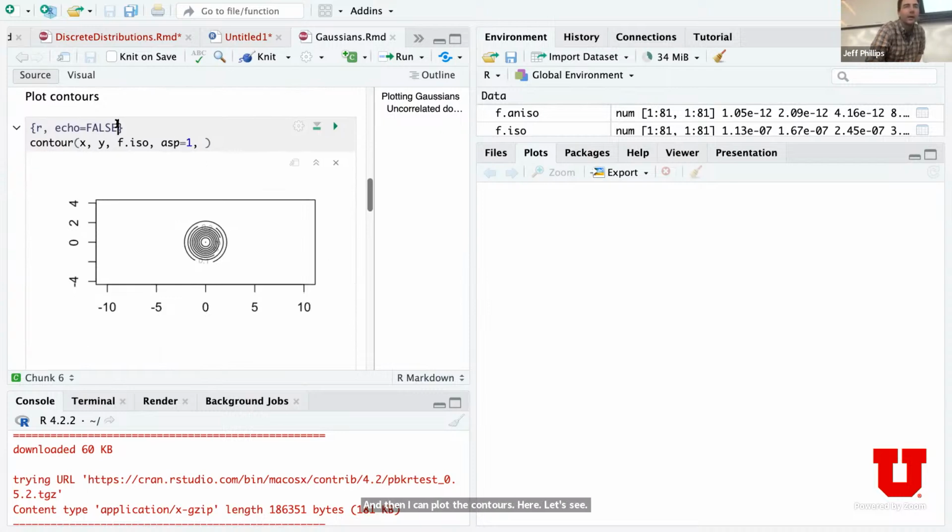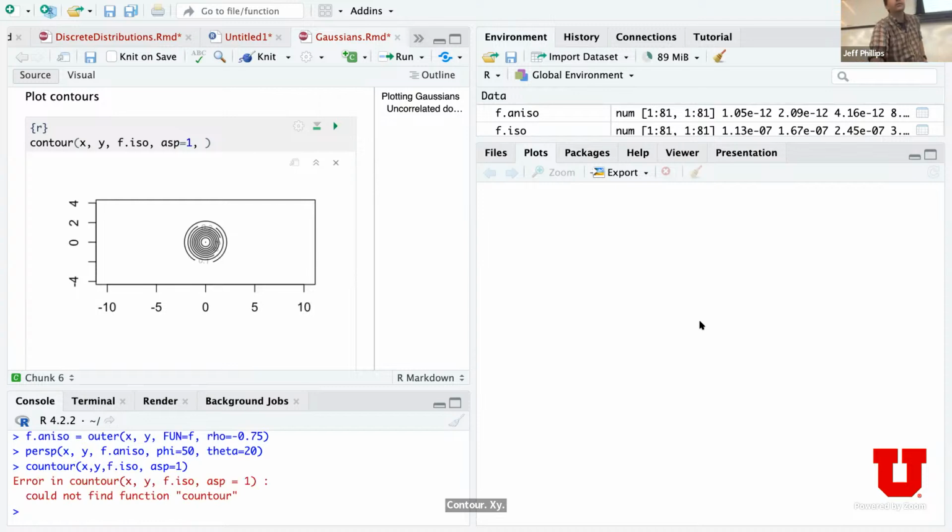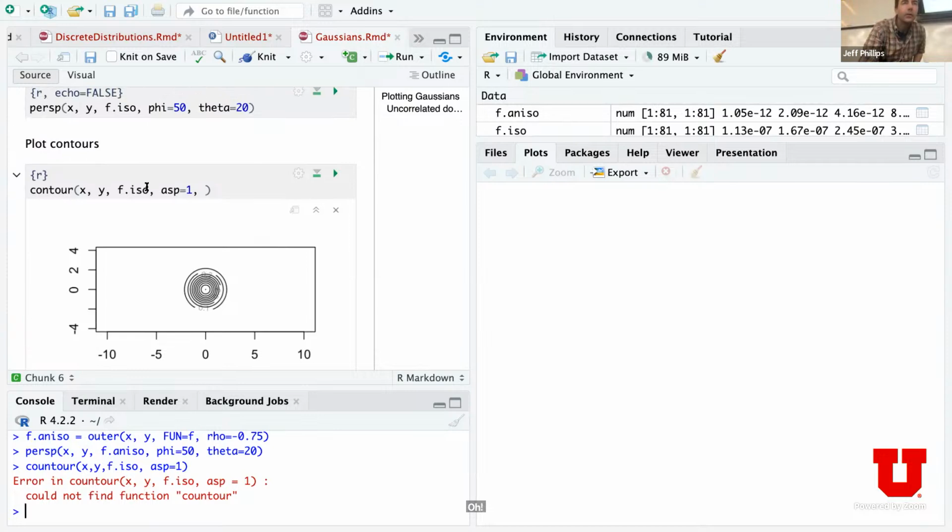Let's see if this renders well. Let me turn off this echo. That way it should plot over on the right side here. See if this works. Okay, let me type that in. Contour x, y, f iso, aspect 1. Hopefully this will plot over here. Oh, what am I doing?